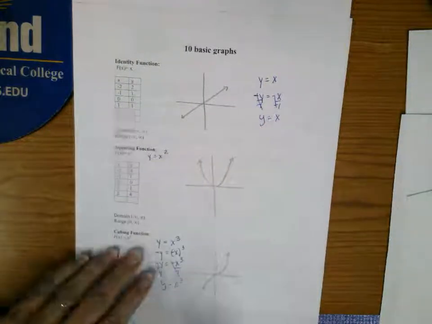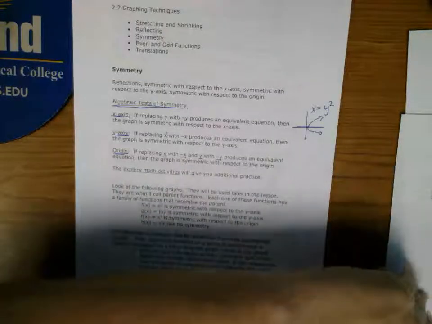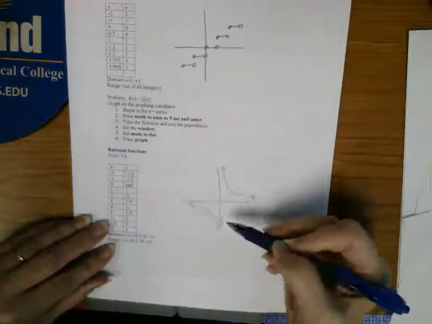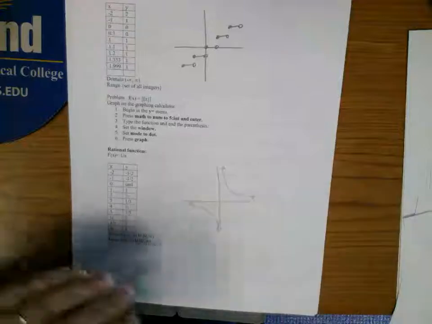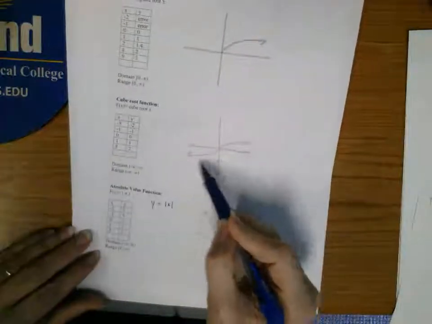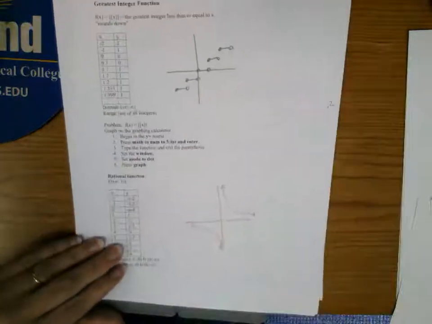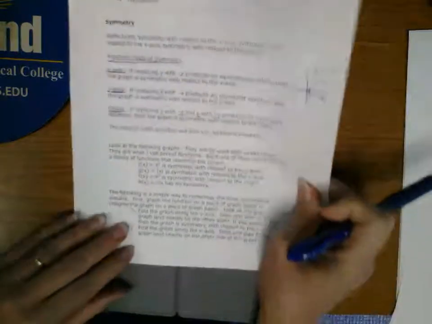Now, do I have one more? Oh, I do. I have one more, or two more actually. Let me show you. The rational function is like that. If we rotate that one 180 degrees, it looks the same. And then there's this one, the cube root function. So there were quite a few, actually. It was 4 of the 10 basic graphs that had origin symmetry. Okay, and there's more.